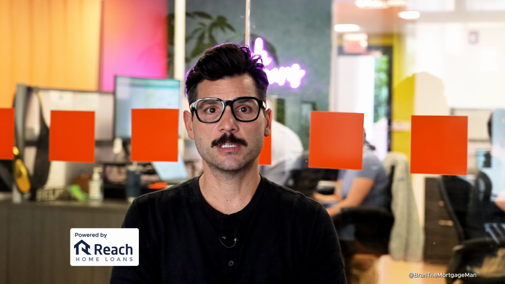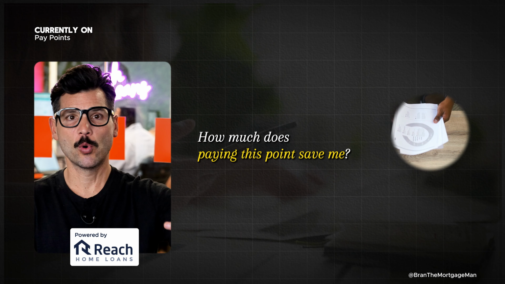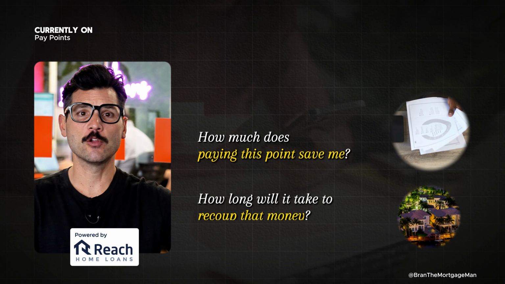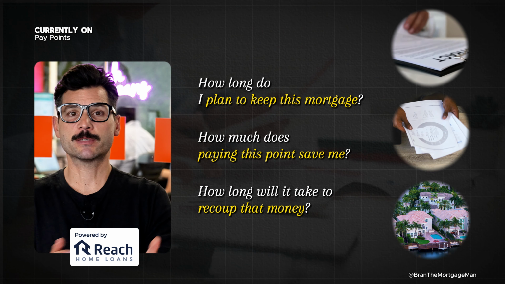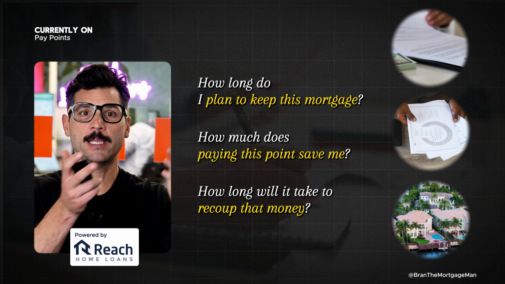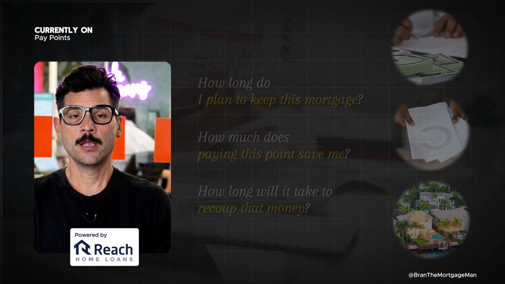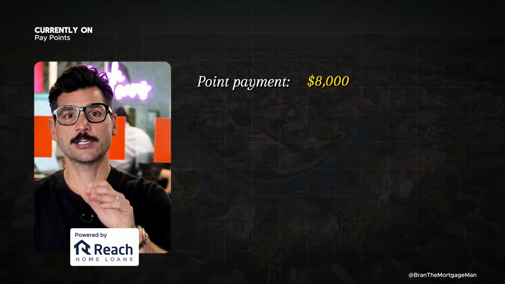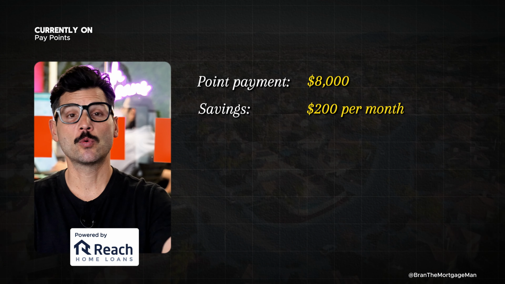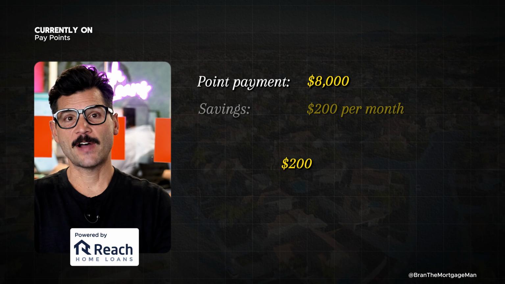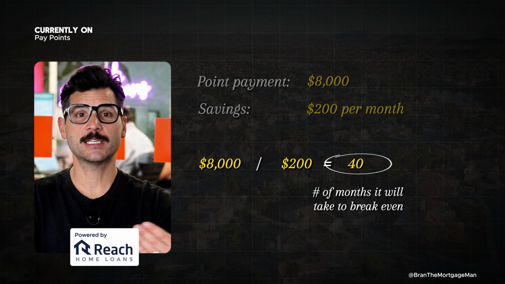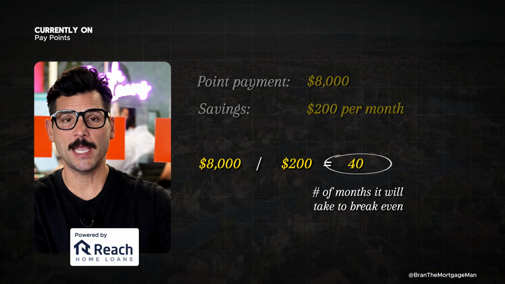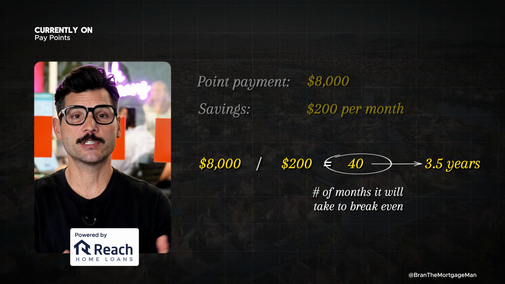That's what points are. Now, to determine if paying points makes sense, you need to say, how much does paying this point or points save me on my monthly payment, and how long will it take me to recoup the money I'm paying up front for that rate, and how long do I think I'm going to keep this mortgage, because does it make sense for me to pay this amount of money to save this amount of money? Okay, right? So if you're going to pay $8,000, for example, and let's just say paying that $8,000 saves you $200 a month. You take the 200, you divide that into 8,000, and that equals 40. 40 is the number of months it's going to take for you to break even on the money you paid for points. So we're talking 3.5 years in that example.